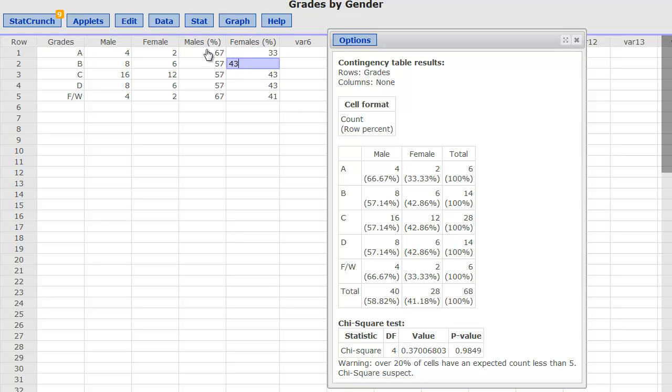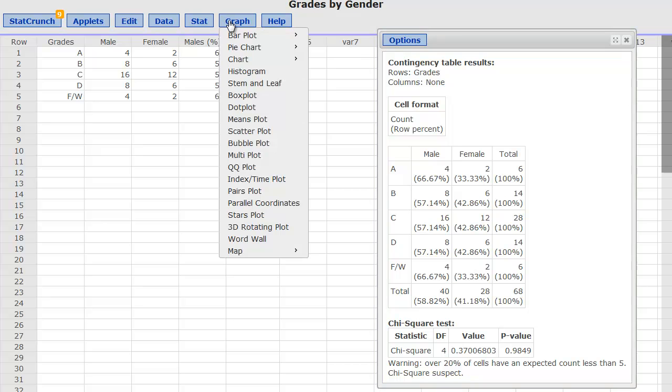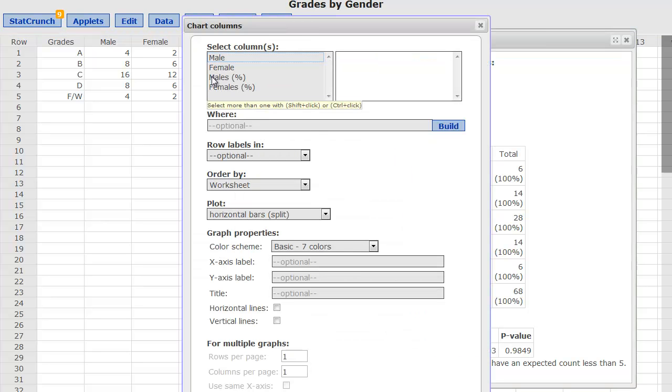And the nice thing to note is that the sum of these two is 100. The sum of these two is 100. The sum of these two is 100. This all adds up to 100. And so because that all adds up to 100, I can now look at the graph, chart, columns, but instead of doing the counts, I want to do the percentages.